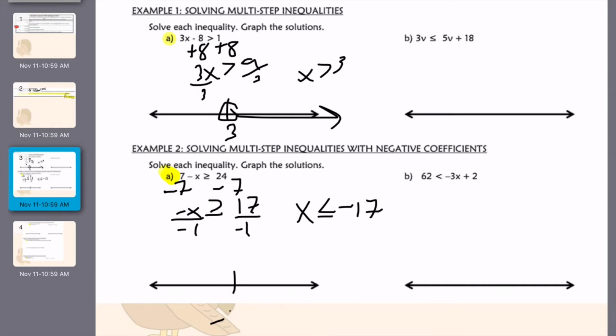So I'm going to make this negative 17 here. I need to have a solid dot. X is less than or equal to negative 17, so I know that I'm going to the left. And that's exactly how I would do that problem. A couple more examples here.